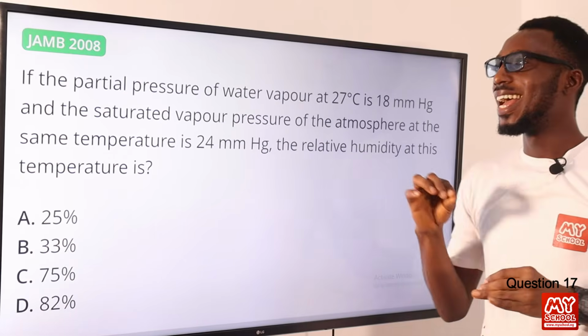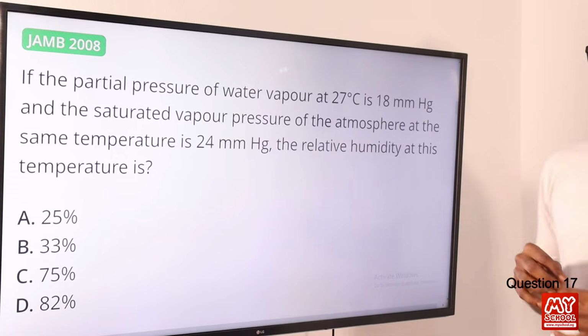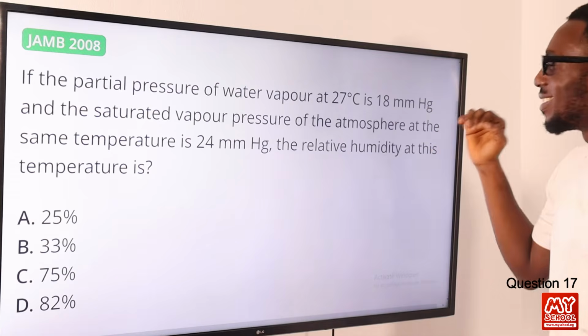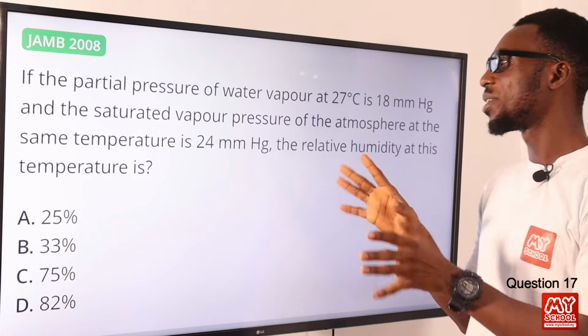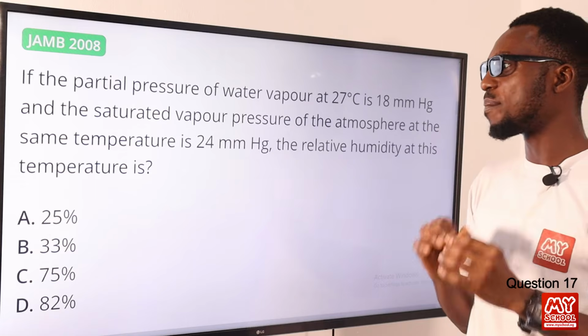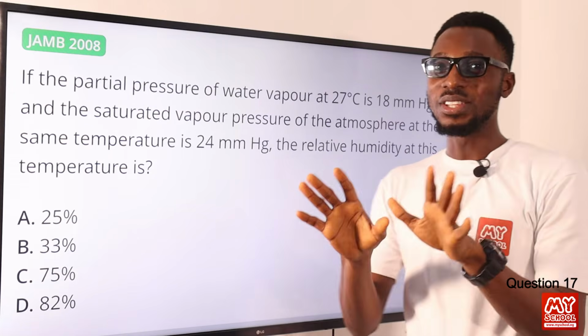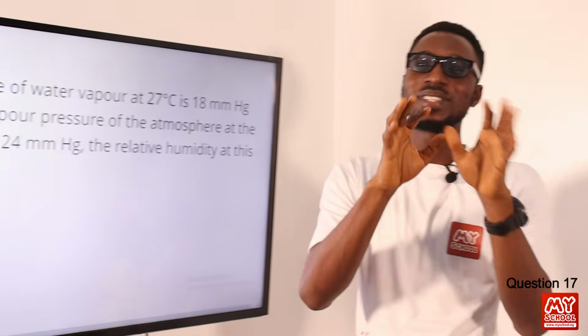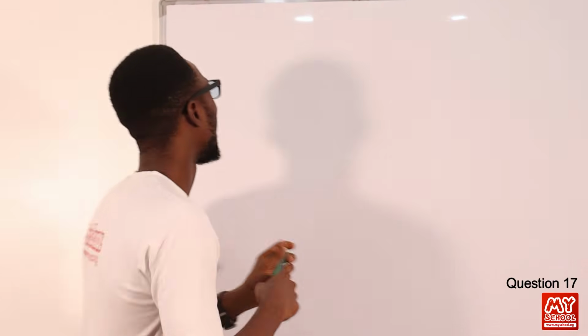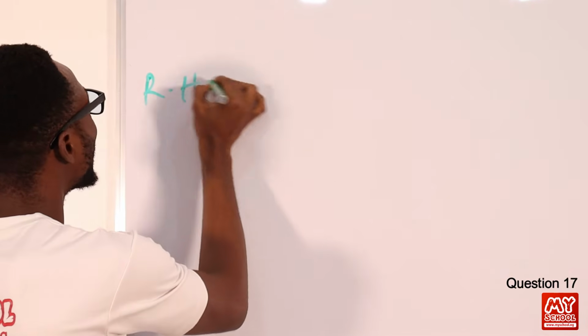Question number 17. If the partial pressure of water vapor at 27 degrees Celsius is 18 millimeter mercury and the saturated vapor pressure of the atmosphere at the same temperature is 24 millimeter mercury, the relative humidity at this temperature is what? So just take it easy because it's super easy. All right, trust me when I say so. So if you're looking at relative humidity, right, it's actually a consideration regarding the ratio between how much water vapor is present, right, and how much normally saturates a certain volume. This is what I mean.